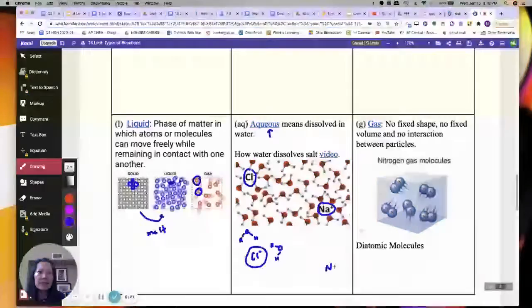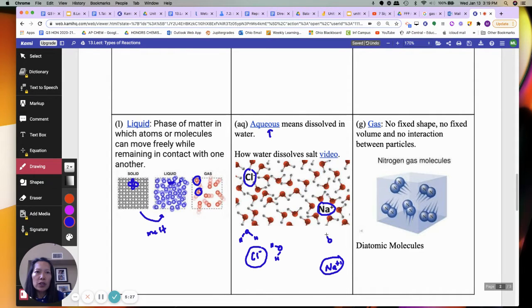So the Na+, since O is partially negative, the O should always be pointing towards the positive ion. So this is what it looks like when something is aqueous. That means dissolved in water.